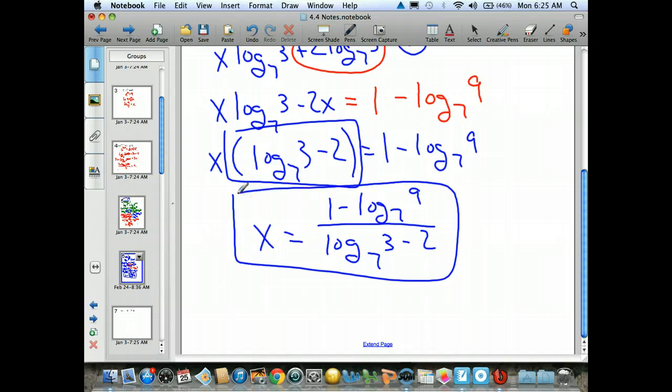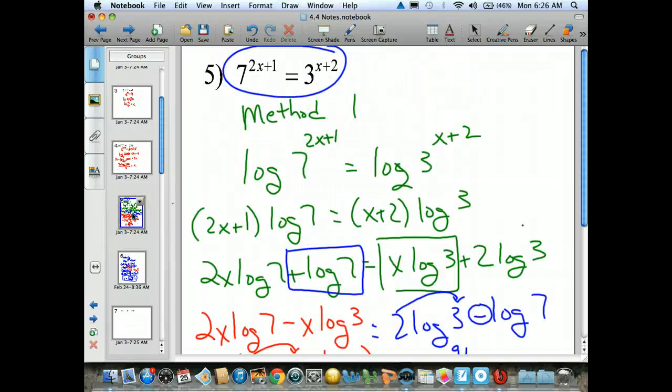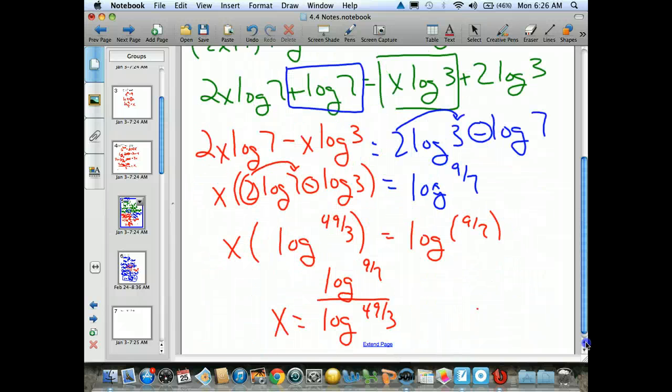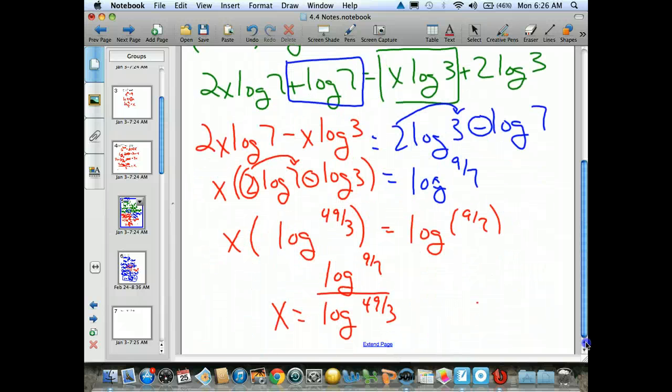Now, if you notice, the number is written in a different form than the previous method that we used. But those two numbers, this 1 minus log base 7 of 9 divided by log base 7 of 3 minus 2, has the same value as this previous one did here, the common log of 9/7 divided by common log of 49/3. They're just written in a different form. Remember, using the properties of logarithms, we can come up with equivalent expressions for logs in many different ways.